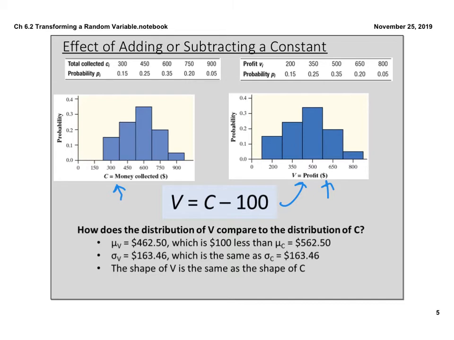You can also tell that the variability of the data set did not change. However, the mean is the only thing that's different. The mean of the profit is $462.50, which is $100 less than the mean of the revenue, the money collected, which was $562.50. So we had to take that constant and subtract it from the mean of the first graph, because that's what our variable V was doing. The standard deviations, however, take a look. The standard deviations did not change. Standard deviations are the same, and the shape of the graph is the same.